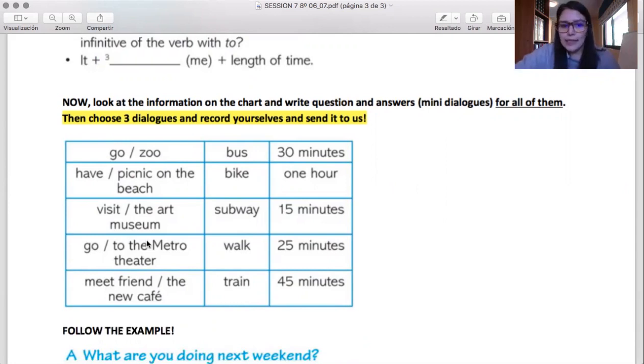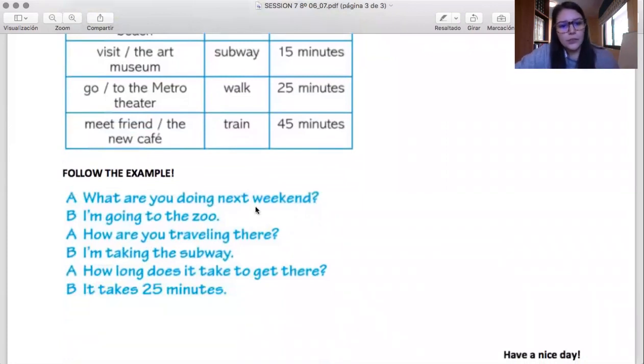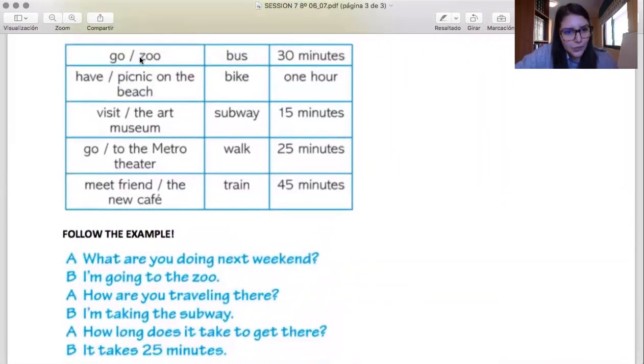Let's look at an example. ¿Ya? Y aquí hay un ejemplo. What are you doing next weekend? I'm going to the zoo. And how are you traveling there? I'm taking the subway, for example. And how long does it take to get there? It takes 25 minutes. ¿Cierto?